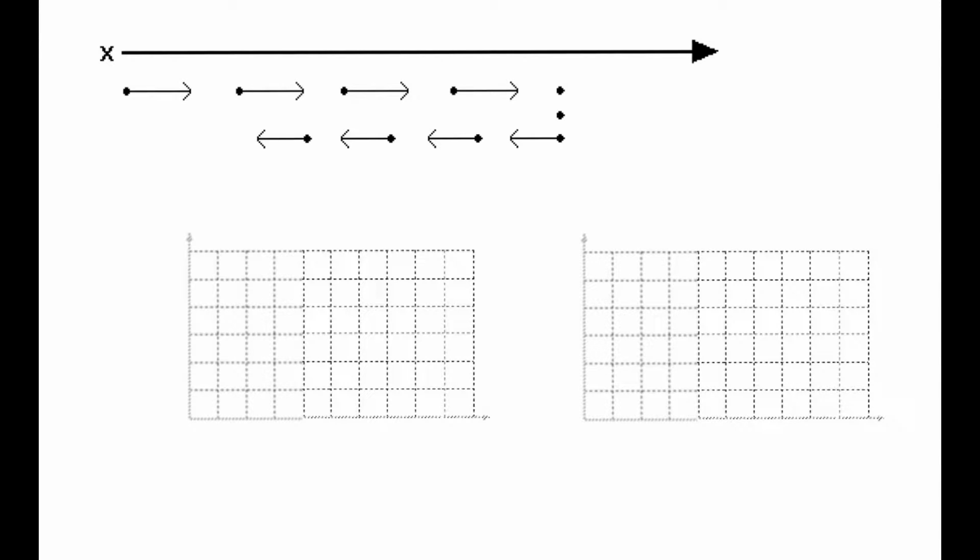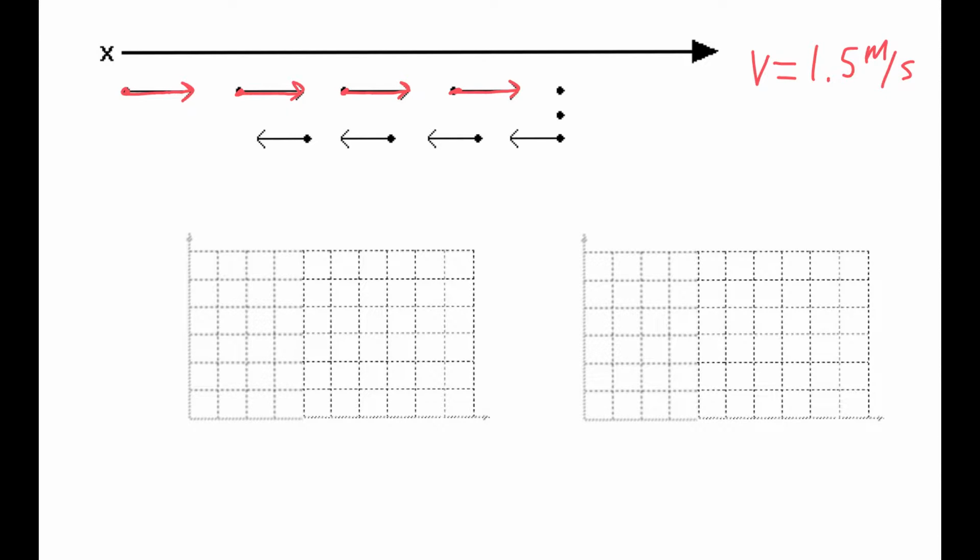More complicated motion can be represented as well. For example, we have 1, 2, 3, 4 four arrows going to the right, and we're going to say that that velocity is 1.5 meters per second.